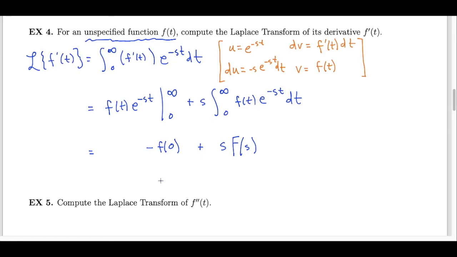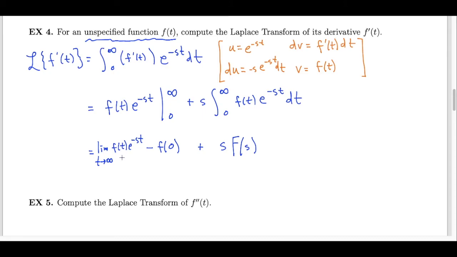If I plug in t equals 0, I'll have f of 0, and then I'll have e to the 0, so that's just 1, so I'll just leave it off, and I'll just write f of 0. So now, in order to evaluate as t grows without bound, I'll once again want to introduce a limit. And in previous steps, we've always been able to say decisively that this limit will go to 0 because this exponential term will dominate over f of t.